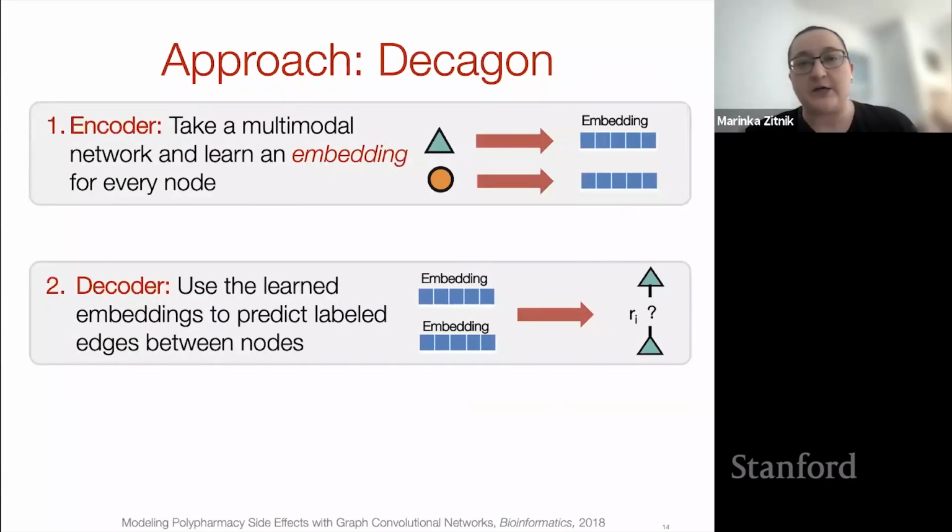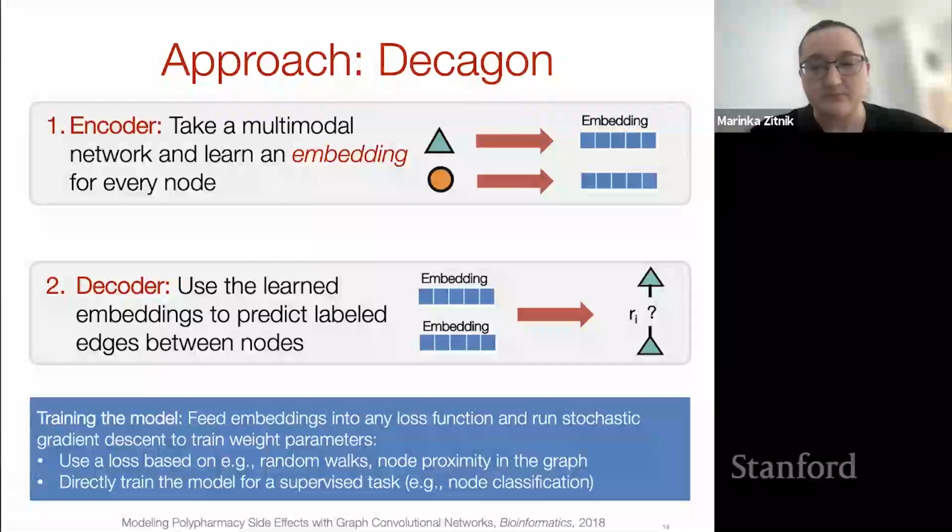So given this multimodal polypharmacy network, the approach that I will describe, called Decagon, has two components. In the first component, the encoder phase, it will take the multimodal network and learn an embedding for every drug and every protein node in that graph, and then it will average those embeddings to predict labeled edges between drug nodes that would correspond to predicted drug interactions or adverse events of combinations of drugs.